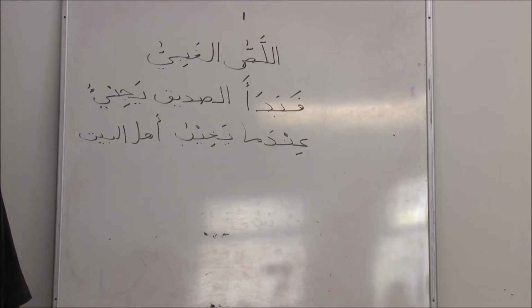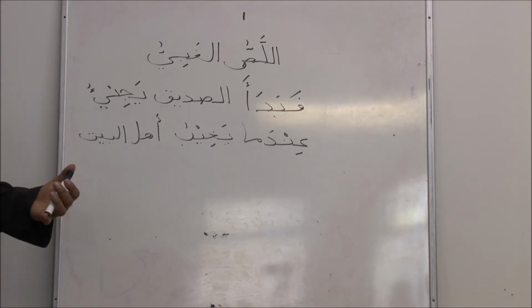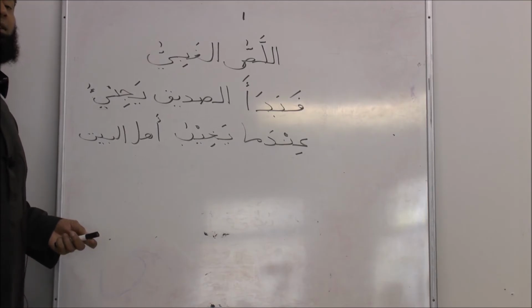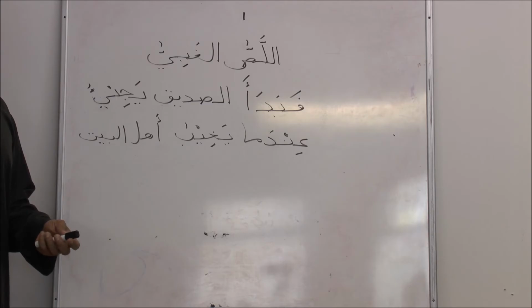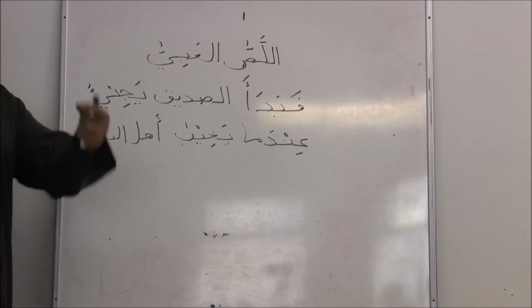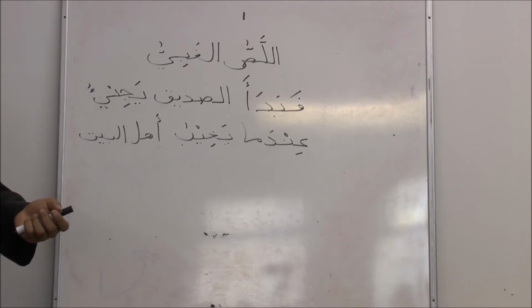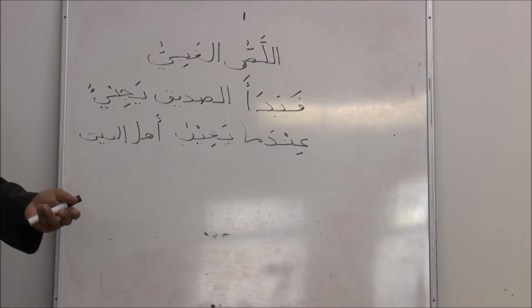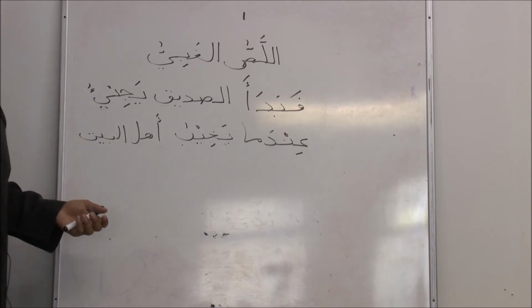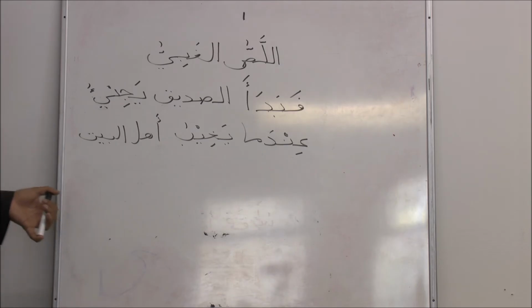How do you say we started? Badana. How do you say they, plural male, started? Bada'u. How do you say you, plural male, started? Badatum. You, plural female, started? Badatunna. Right? Remember that. We should, inshallah, now be able to say that without too much thought. Right, for bada'a.